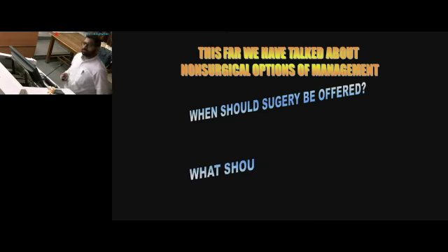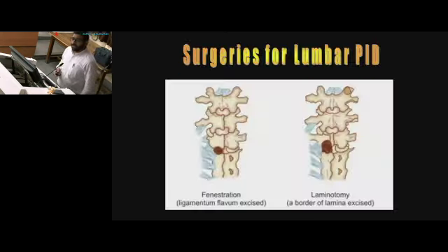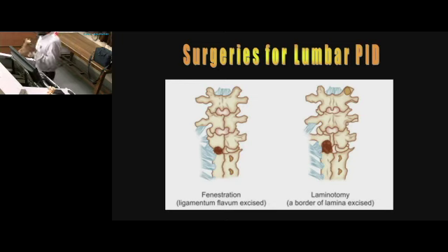And what all surgical procedures can you do? So first is the fenestration procedure. What is actually fenestration? If you see this spine model, the inferior part of the superior lamina and some superior part of the inferior lamina is removed. Okay, so this is laminotomy.